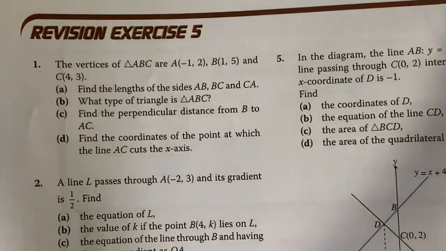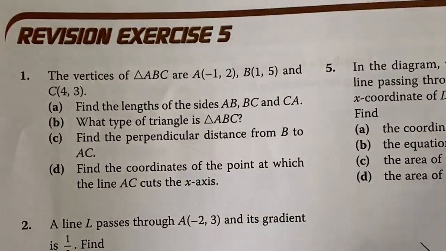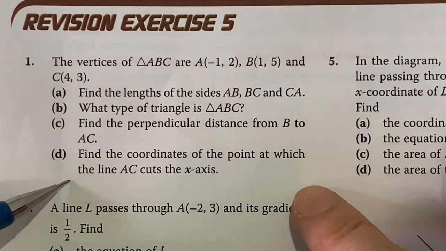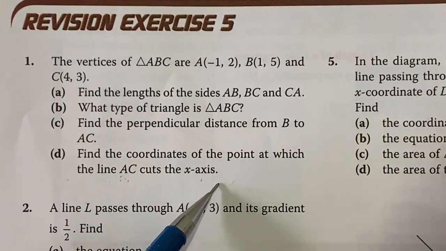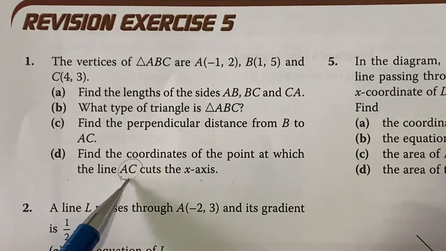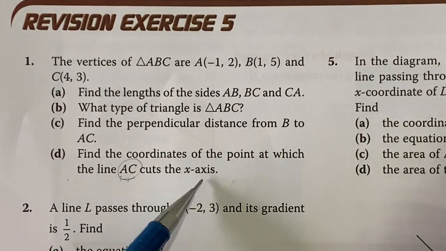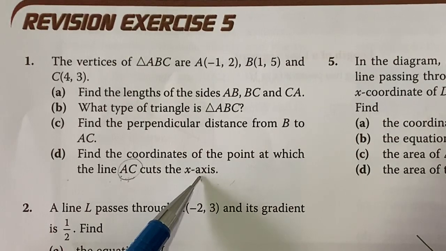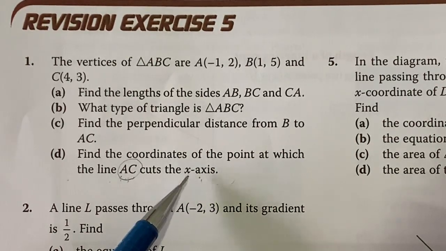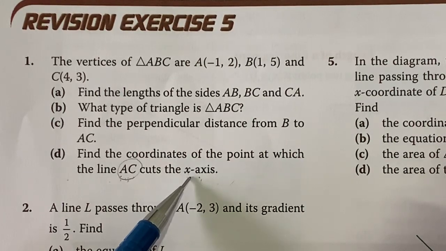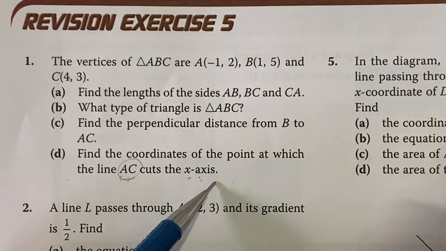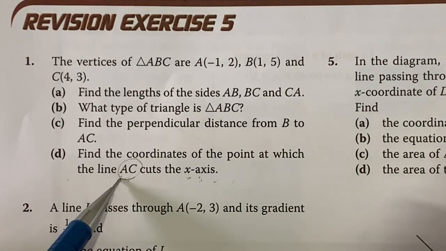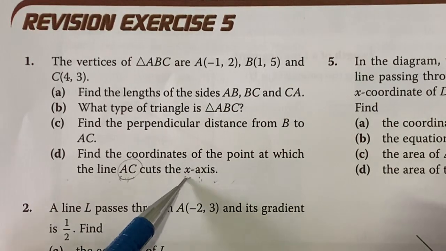Okay, the last part of the question, which is D here. To find the coordinates of the point at which the line AC cuts the x-axis, first we need to find the equation of AC, and then, since it cuts the x-axis, we need to find the x-intercept. We did it before in our graph sketching. To find the x-intercept, we need to substitute y equals 0.